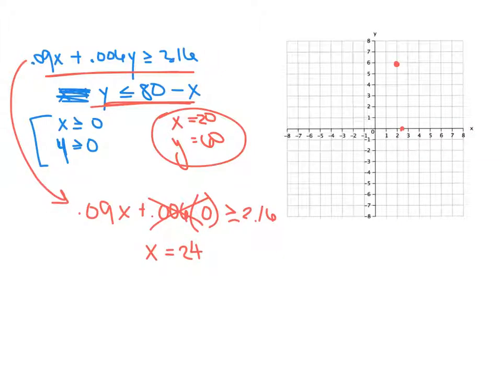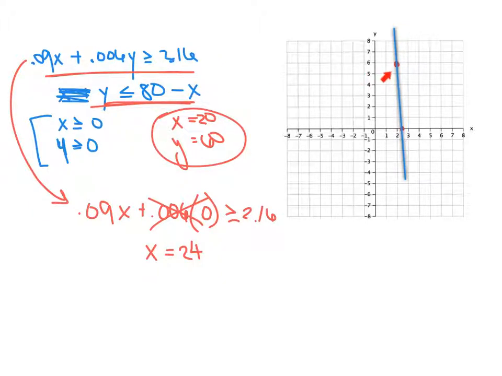So I'm going to draw a dot there at 24, and I am going to, let's see, draw a line that's blue and see if I can get it somewhat accurate. Okay, so there's my line. That's my line of this equation right here. Okay, next thing I'm going to do is I am going to draw a line of this equation right here.